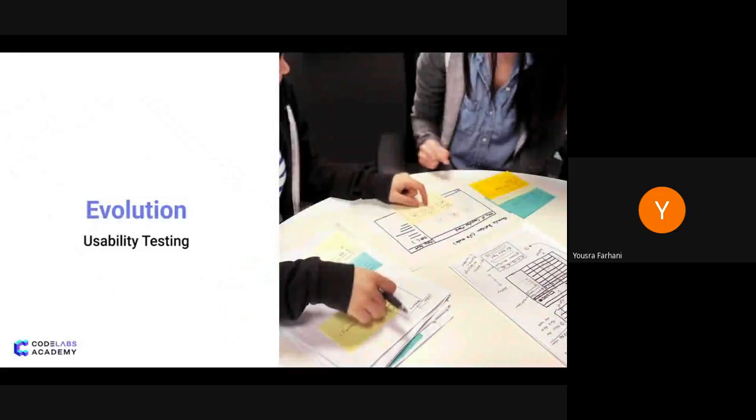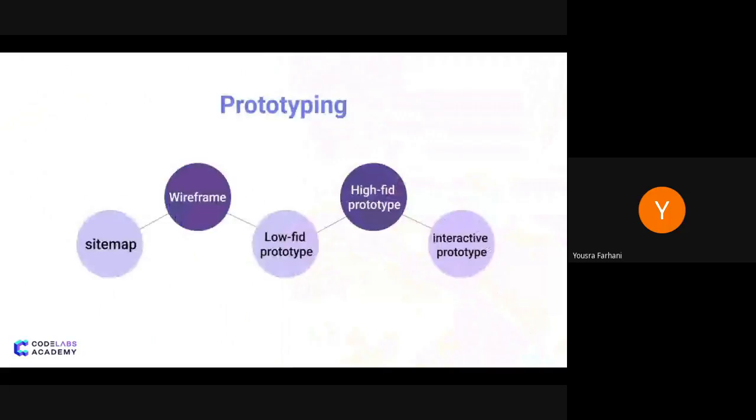And the last thing is the evolution. So when we talk about evolution, we talk about usability testing. So as much as you test your product with users or with customers, you will get feedback, and this feedback will help you to improve your product and get to the best version of your product. So the product will be evaluated every time you test it with your users.